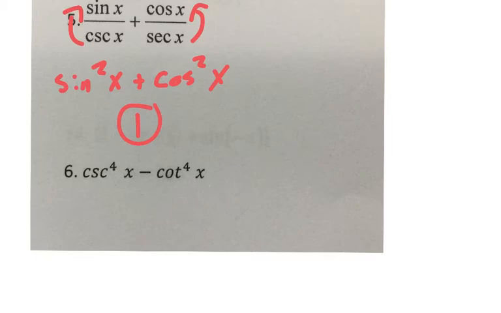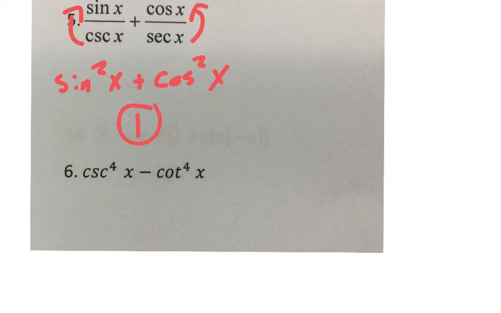Questions on 5. 6. I've got trig functions to the 4th power. Well, I only like it if it's to the 2nd power or to the 1st power. But what I notice is it's 2 terms, both to the 4th power, that are being subtracted. Any ideas? It's the difference of perfect squares.